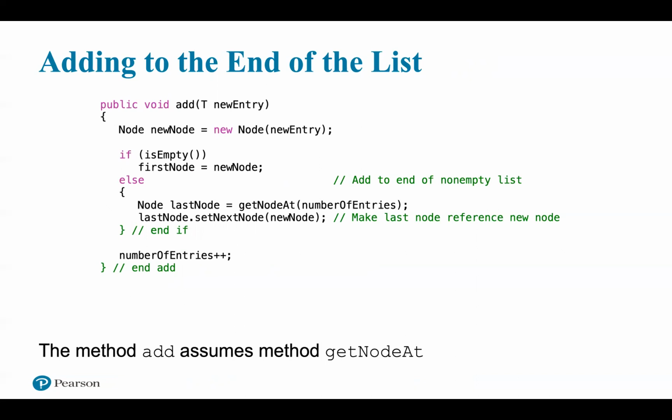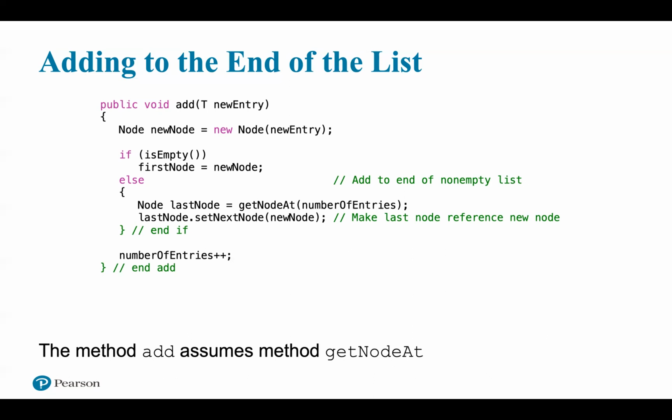If the list is empty, it adds the new node by placing it in firstNode. If the list is not empty, however, we must locate the end of the list because we have a reference only to the first node. We must traverse the list until we locate the last node and obtain a reference to it. We call the private method getNodeAt to accomplish this task.